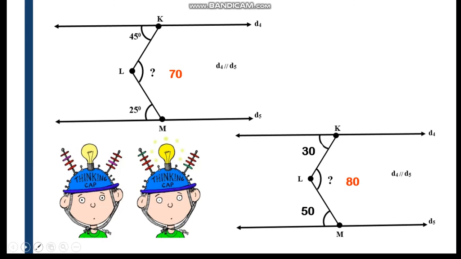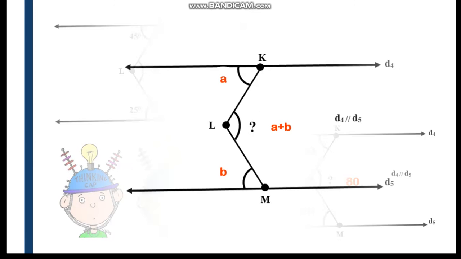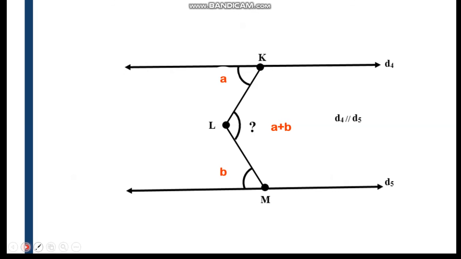Let's generalize this. We can say that if we have an angle with value A and B at the left side, to find the right side of the angle, we should add A and B. And L will equal to A plus B.